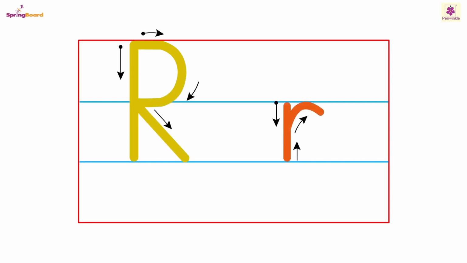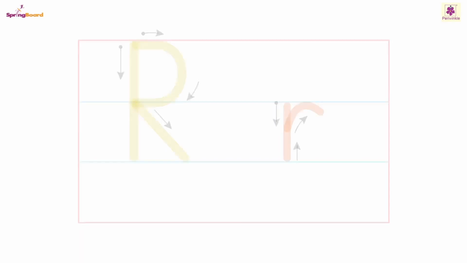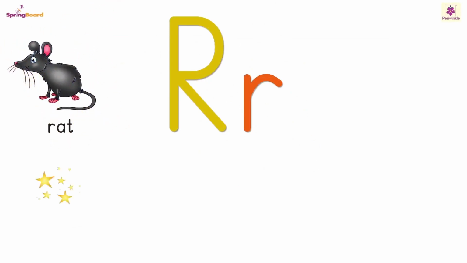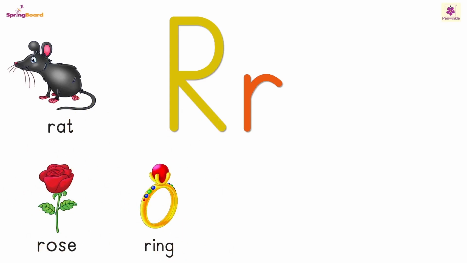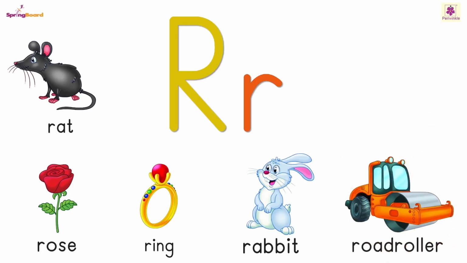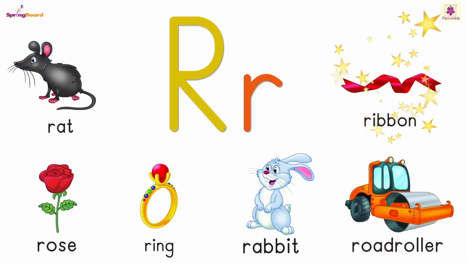This is letter R. The sound of letter R is R. Let us name a few things that begin with the sound of R. Rat, rose, ring, rabbit, road roller, ribbon.